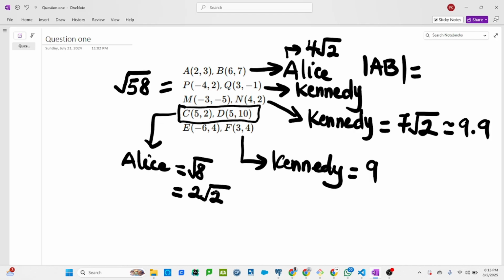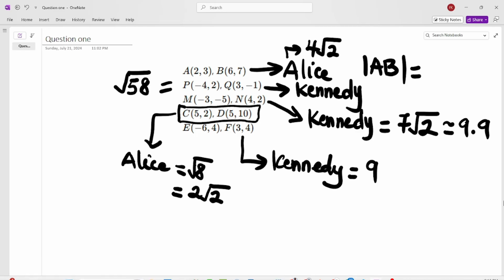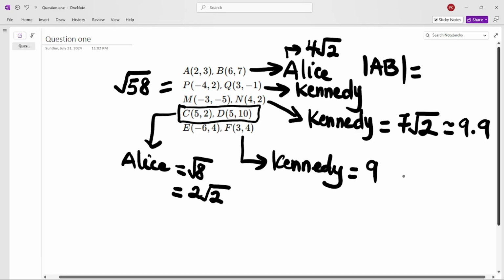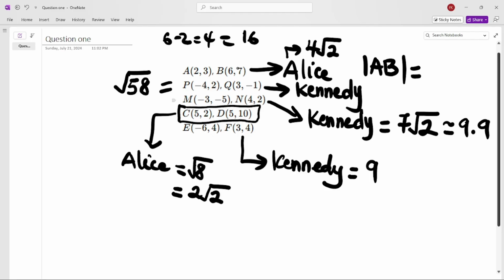Okay, let's confirm. Let me confirm everyone's answer and see. So the first one is from Alice. We have 2, 3, and 6, 7. So I'll do 6 minus 2, which is this. That will give me 4. 4 squared, that will be 16. So please, the second question, please. 2 squared.